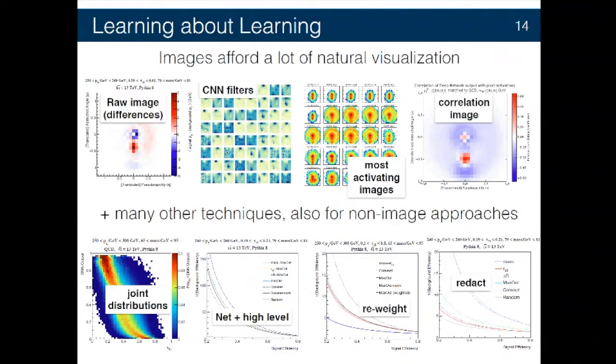But there are other techniques as well that are useful even if you don't have images. And some of them are very obvious, like looking at the joint distribution between your neural network output and some physically motivated variable.